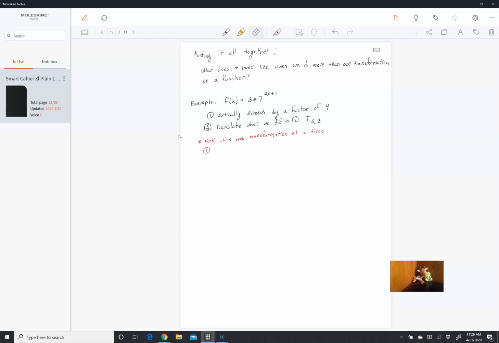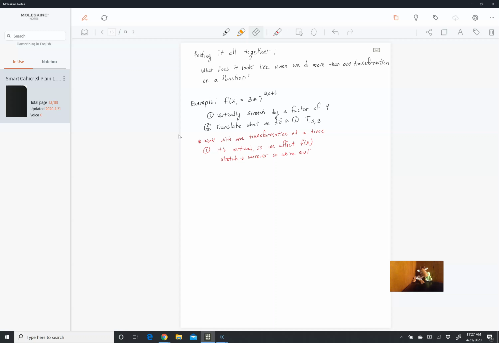Okay, so it's vertical, so we're affecting the y. And I'm writing a lot more here than I might write for some of the future examples, just because it's the first one that we're doing. So it's vertical, so we affect the y. And when we say that we're affecting y, we're saying we affect the whole f of x. Okay? And it's a stretch. So a vertical stretch makes the graph narrower. So we're multiplying.